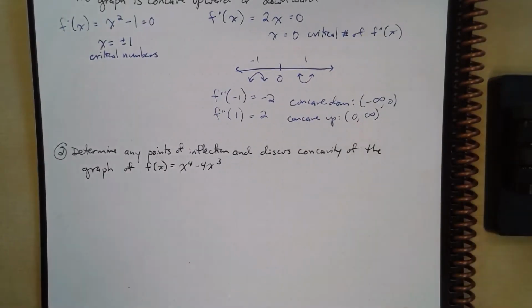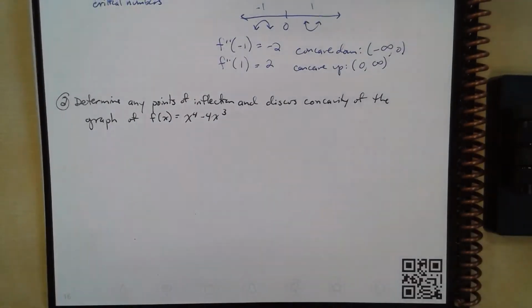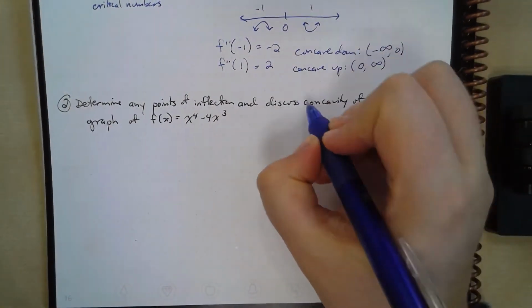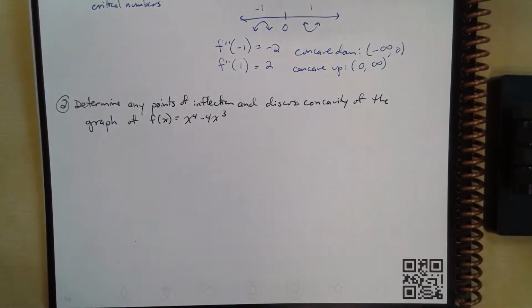So let's do another one here. We're asked to determine any points of inflection and discuss concavity of the graph of f of x equals x to the 4th minus 4x cubed. Okay, so let's do that. Let's actually discuss this. It's kind of something interesting to do.